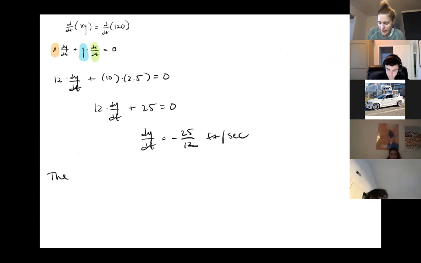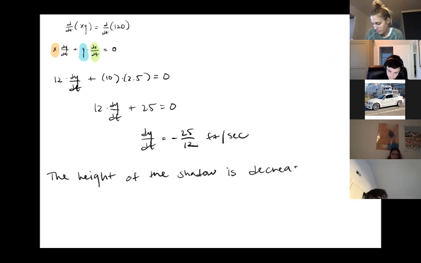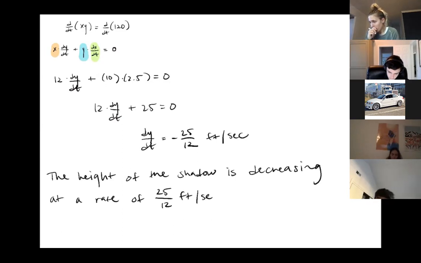So we can say that the height of the shadow is, because it's negative, it means that the height will be decreasing at a rate of 25 twelfths feet per second when the person is 8 feet from the wall.